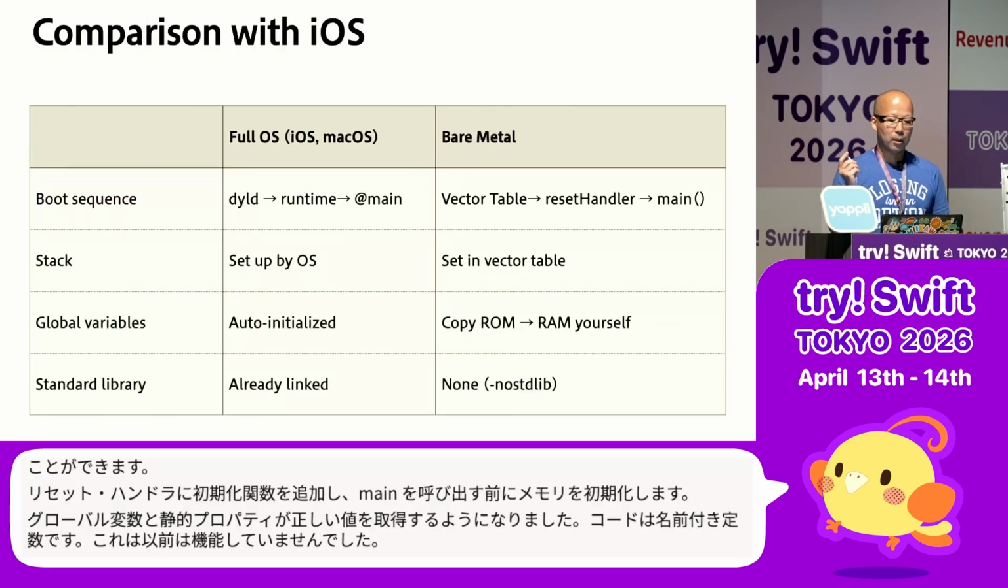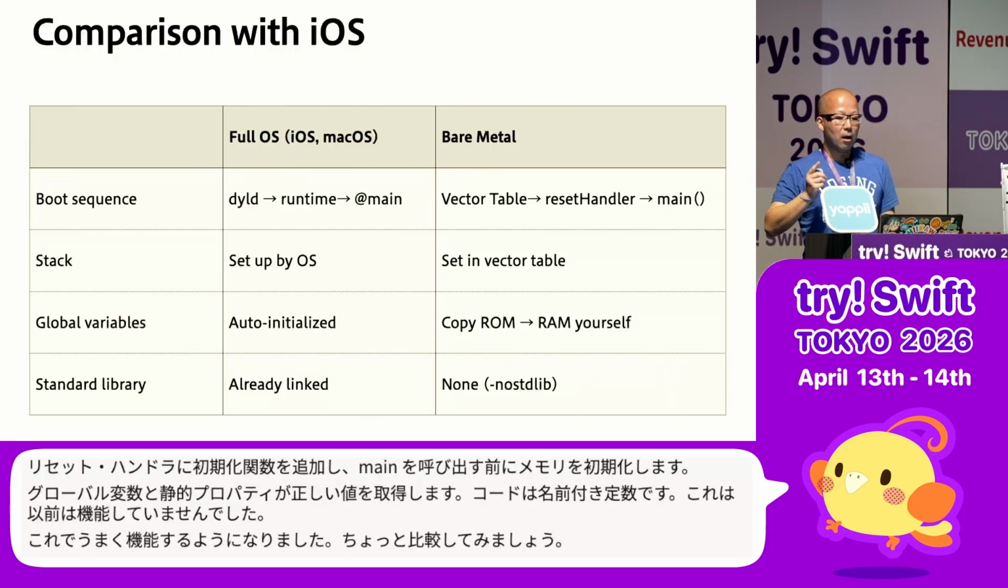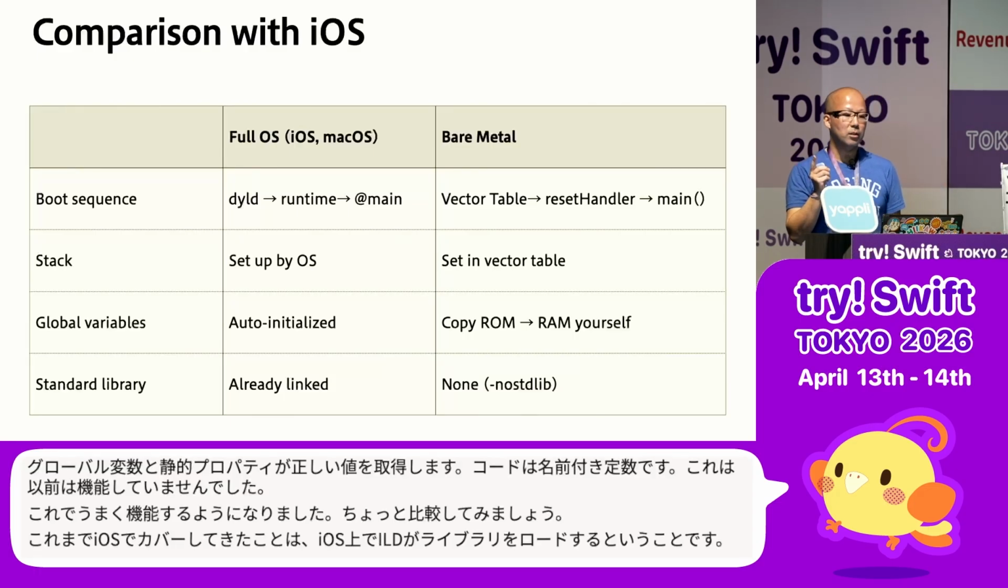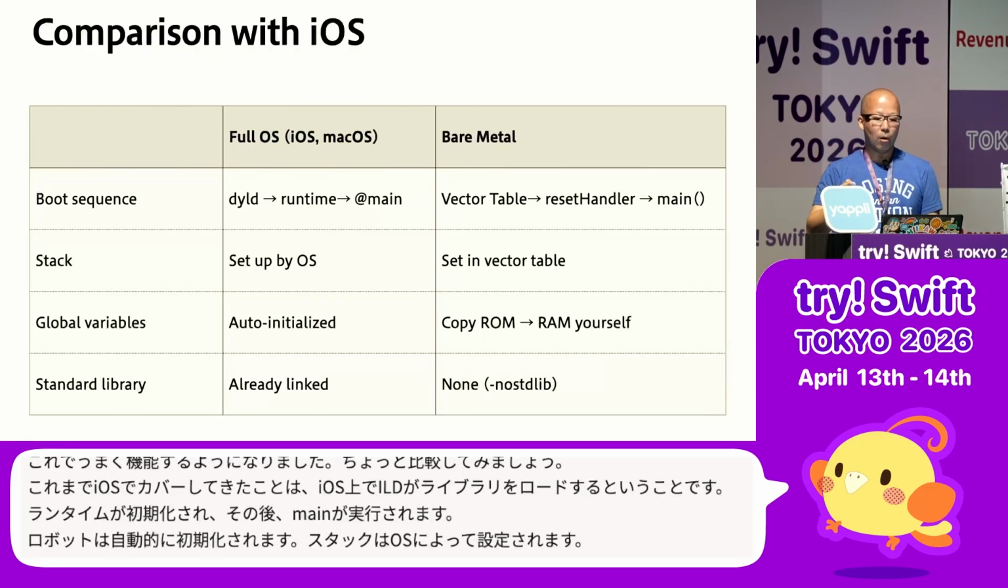Let's take a moment to compare what we have covered so far with iOS. On iOS, the dyld loads libraries, the runtime initializes, then main runs. Globals are auto-initialized, and the stack is set up by the OS. But on bare metal, we do all this ourselves. Different how, same what.